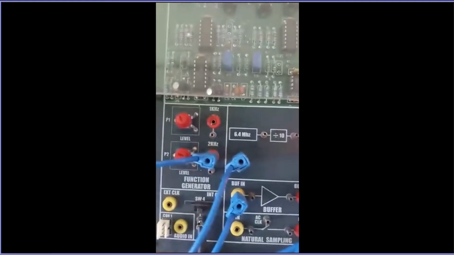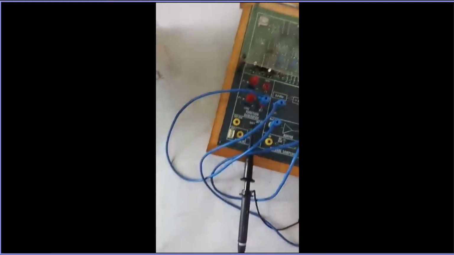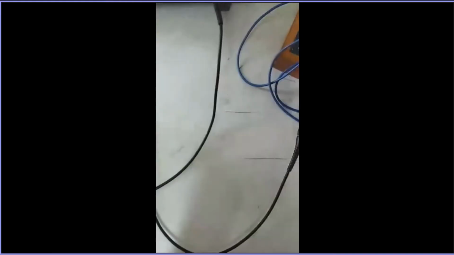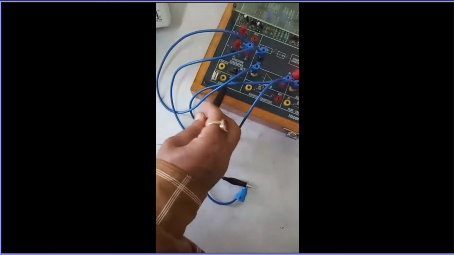So 2 kilohertz input is provided, and the output is sample and hold... Sir, you are showing the sample and hold output? No, this is for the clock. Clock, okay, show the clock value, sir.